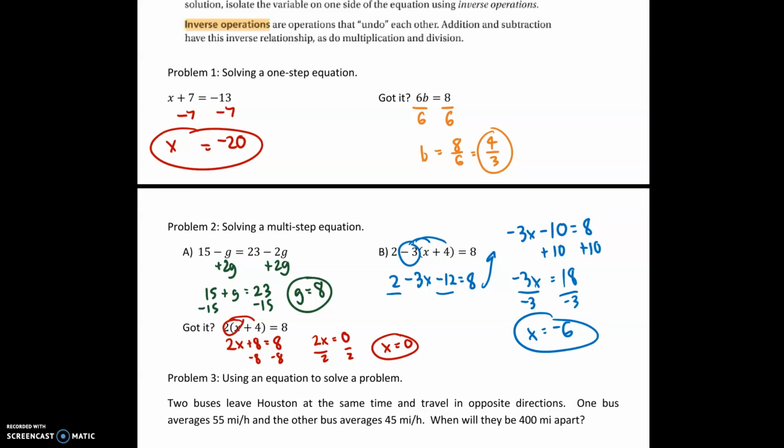If I was to substitute 0 back into that original equation, I get 0 plus 4, that makes 4, multiply that by 2, I get 8. Looks like it does keep that equation balanced, it does keep that equation true.